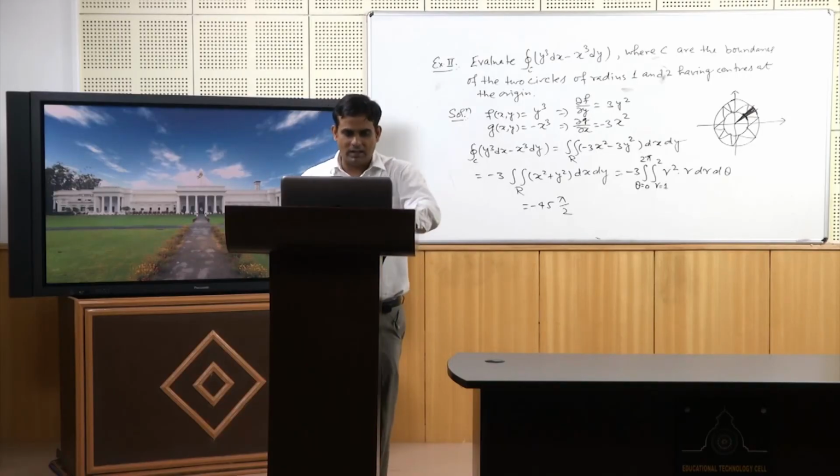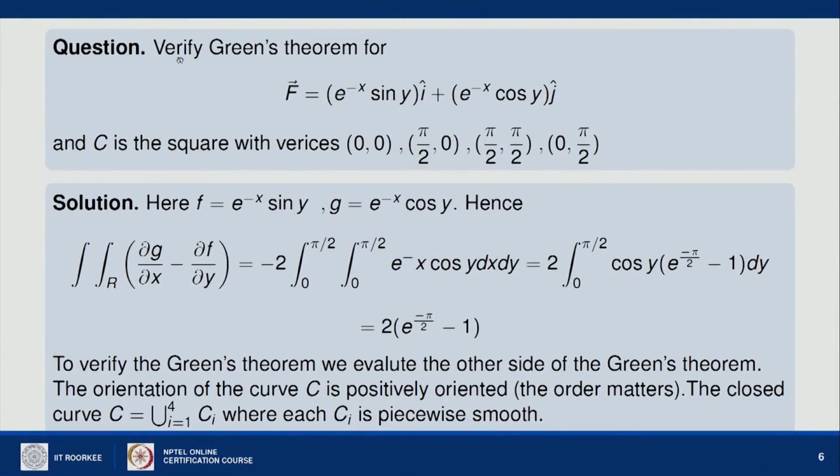Let us take one more example. This is another type of question we can have on Green's theorem. Verify Green's theorem for this particular vector function where the i component is e raised to power minus x times sin y and the component in j direction is e raised to power minus x cos y. Here the closed curve is the boundary of a square having vertices (0, 0), (pi by 2, 0), (pi by 2, pi by 2) and (0, pi by 2).